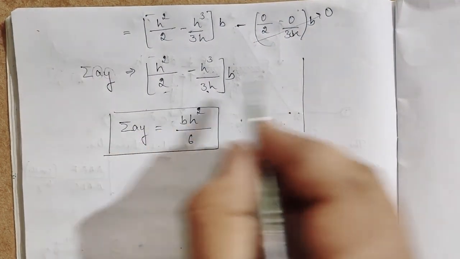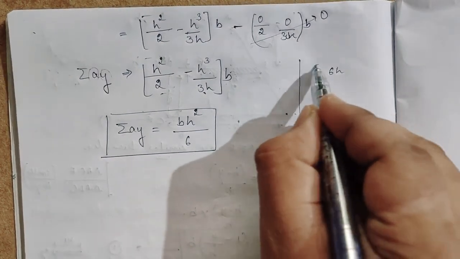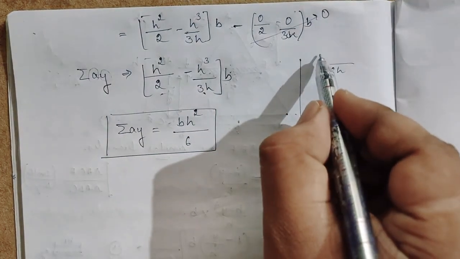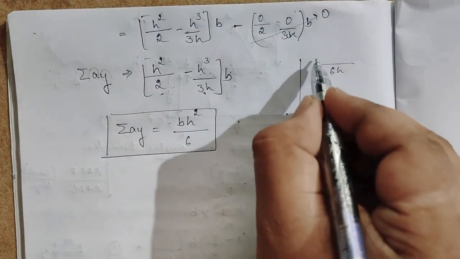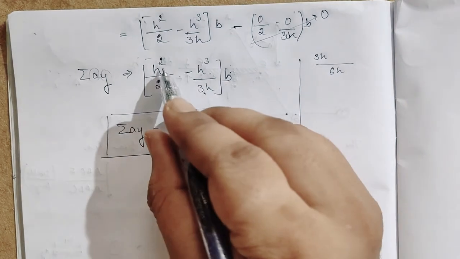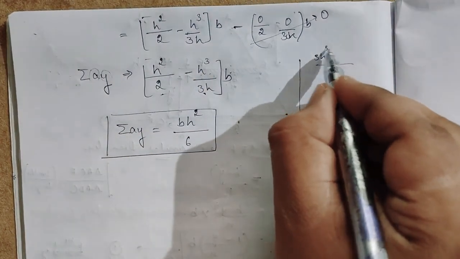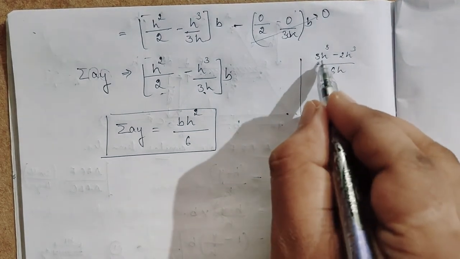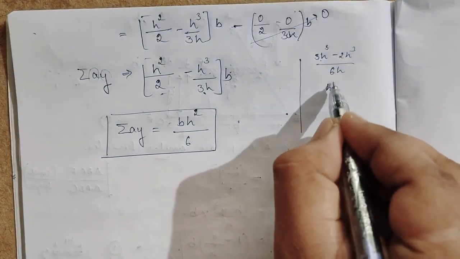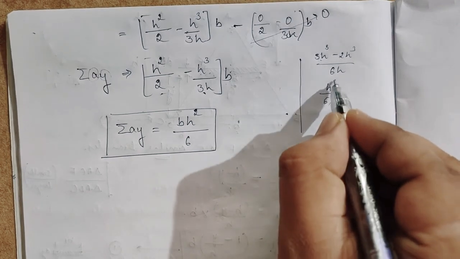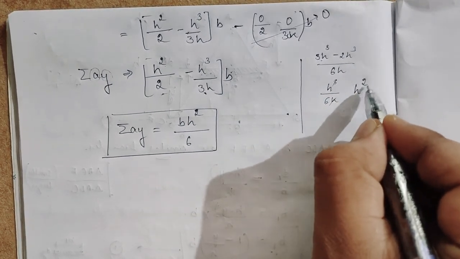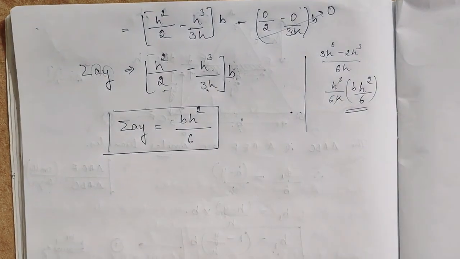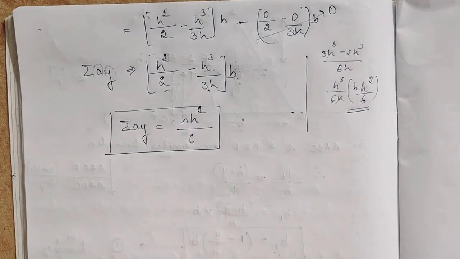So when I take the LCM, what I will get: 6h divided by h square, we need 6h. So 2 into 2 3s are 6, so 3h. This is 3h into h square, 3h cube, minus 2h cube. So 3h cube minus 2h cube, h cube by 6h. So here h square by 6 into b, so bh square by 6. So sigma ay is equal to bh square by 6.